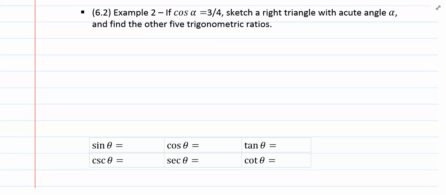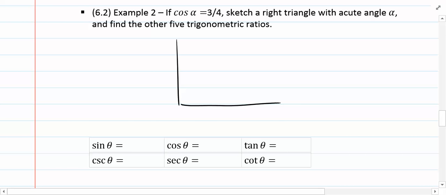In example 2 from 6.2, we're told that cosine of alpha, another Greek letter to represent an unknown angle, is equal to 3/4. Sketch a right triangle with acute angle alpha and find the other 5 trigonometric ratios. So I'm going to start off by drawing a right triangle, and I'm just going to label a corner for alpha.